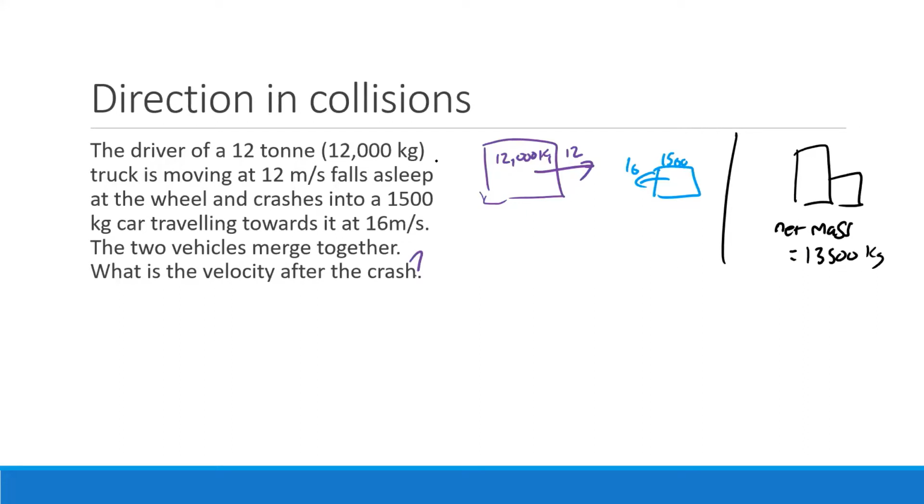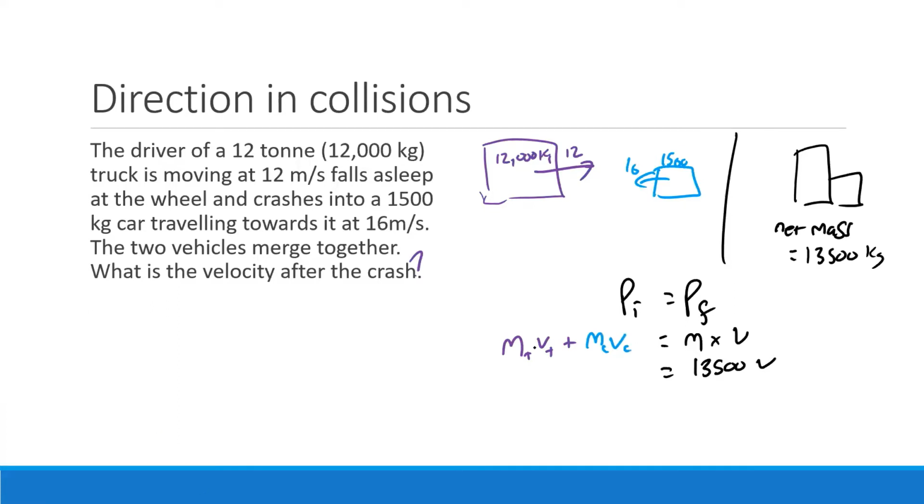Now, let's do this. So the momentum initial must equal our momentum final. The initial and the final momentum must be the same. Our final momentum is going to be mass times velocity, which is going to be 13,500 times whatever the velocity is. Whereas our initial is going to be the mass of the purple object, mass of the truck, times the velocity of the truck, plus, in this case, the mass of the car times the velocity of the car.